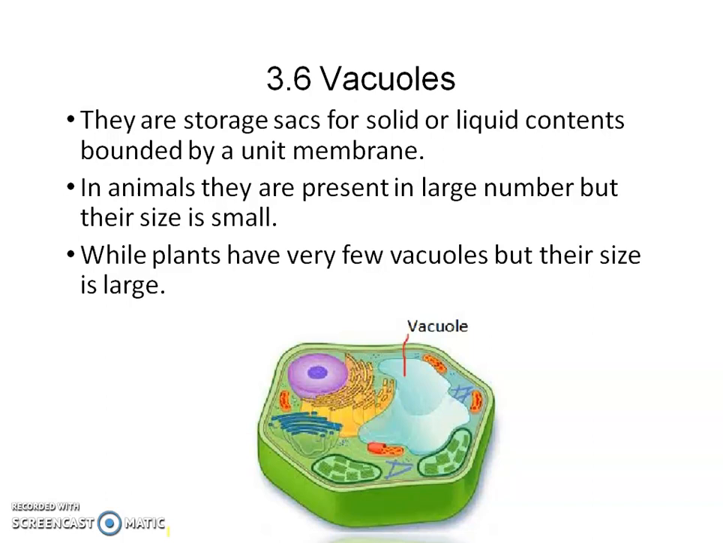Okay, it has no other function, and sometimes it bursts or it is absorbed in this way. Vacuoles are the storage sacs for solid or liquid content bounded by a unit membrane. Unit membrane means one single membrane. Okay, they are not double membraned like mitochondria. In animals, they are present in large number but in small size. In plants, they are present in few number but in large size.